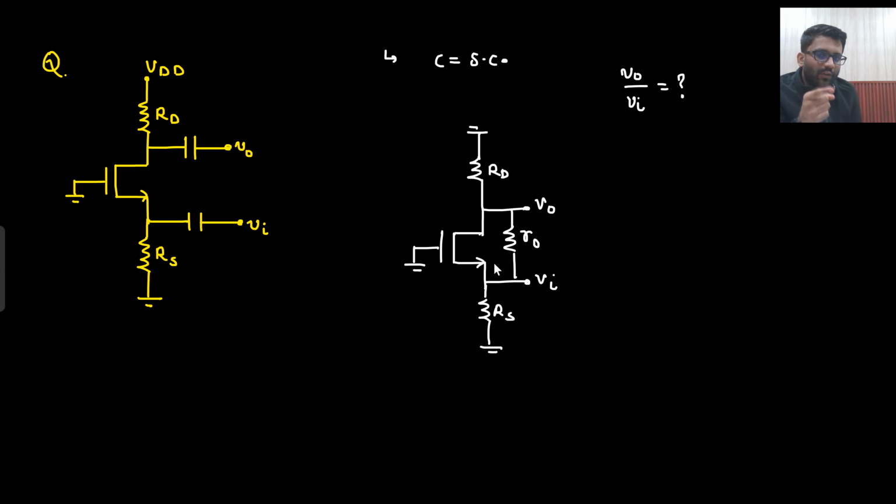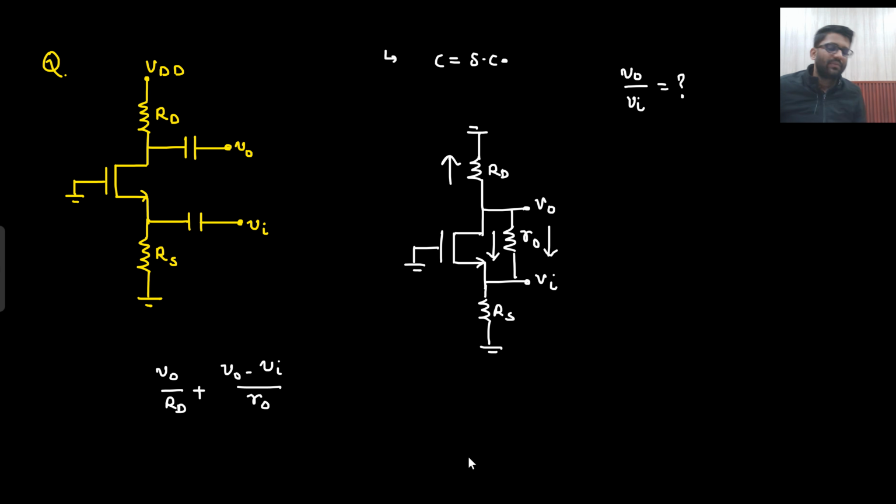If this is my Vin, what will be the current in MOS? Why do I need the current in MOS? Because I will apply nodal at V0. What will be the nodal at V0? V0 by RD plus V0 minus Vin divided by R0 plus the current in MOS. What is the current in MOS? You need this current now, from V0 to downward side and upward side.